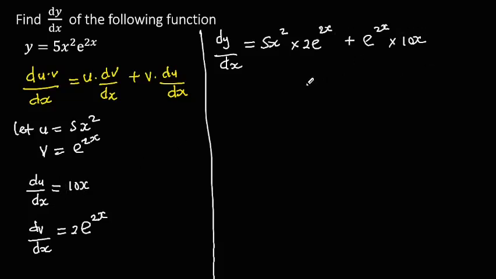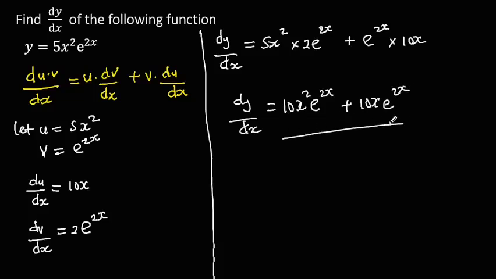Now from here you just simplify. The change in y due to change in x will be equal to: when you multiply this, you'll get 10x squared exponent of 2x, plus when you multiply this one, you're going to get 10x exponent of 2x, and this is the derivative of our function.